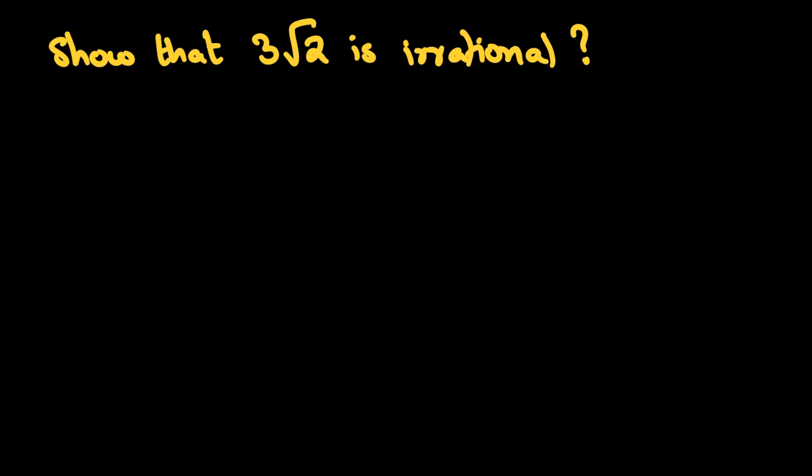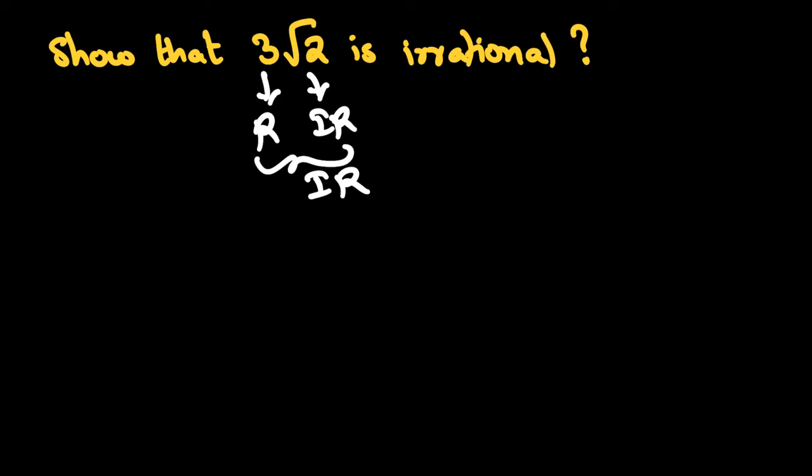Let's try this. Show that 3 root 2 is irrational. Now, in our lower grades, we have studied that a product of a rational number multiplied by an irrational number will always be an irrational number. Now, in this question, we will prove this. The product of a rational and an irrational number is irrational.